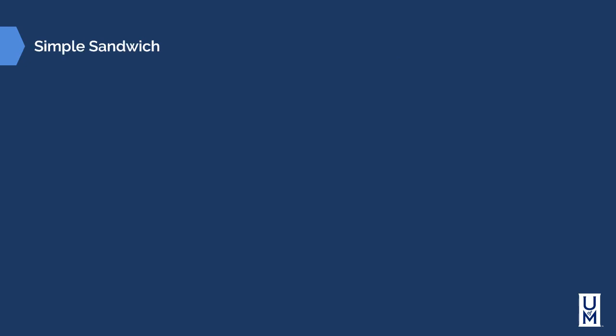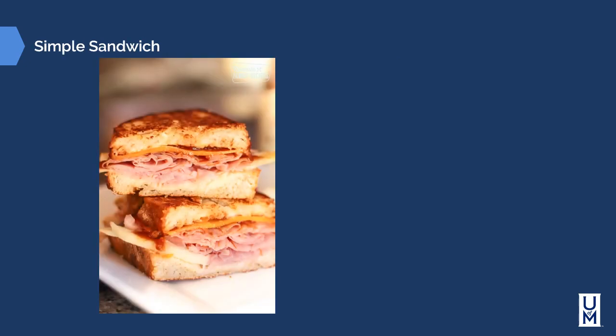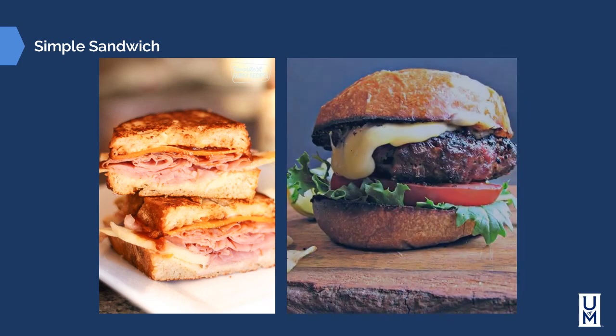A simple sandwich consists of 2 slices of bread with the spread, filling, and internal garnishes between them. Here's an example of a simple ham and cheese sandwich. Also, a hamburger.